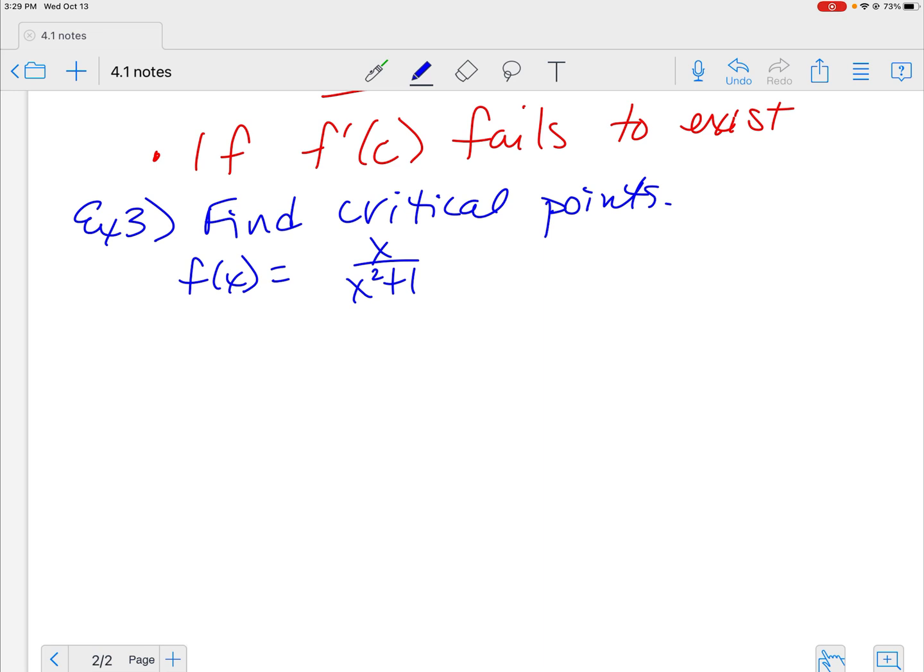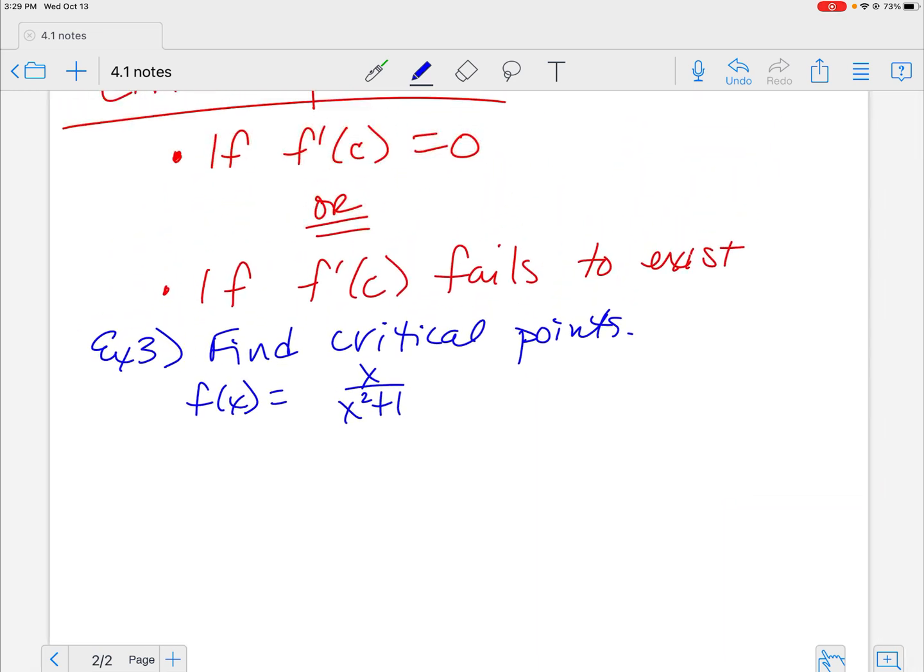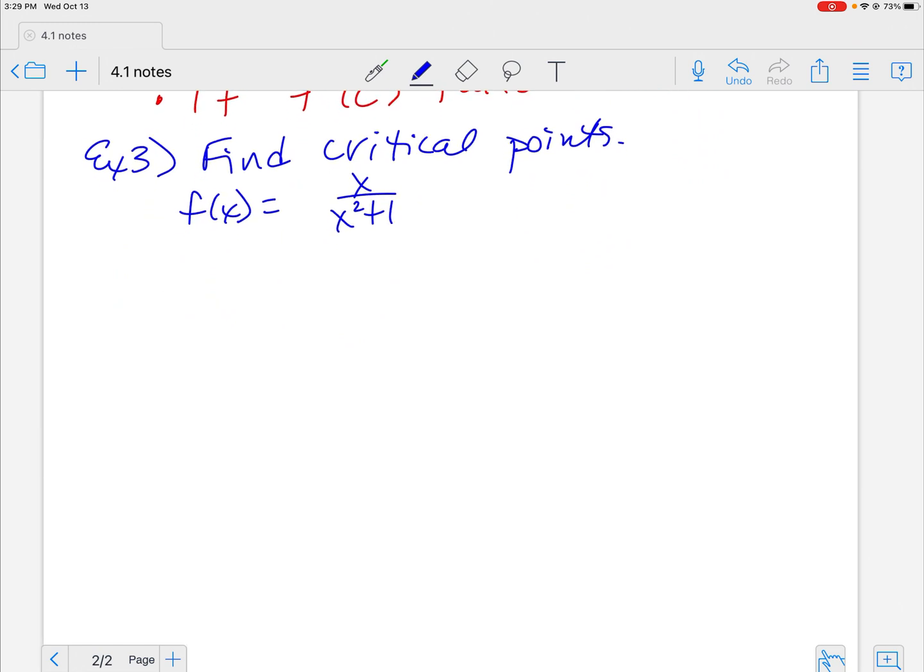Now remember, the first way to find a critical point is where I set my derivative equal to 0. So in order to set my derivative equal to 0, I have to have a derivative. We haven't found a derivative yet, so let's find that derivative. So f prime of x is equal to the derivative of the top, 1, times the bottom. At this point, I just expect you to be able to take derivatives. So if you're still struggling with how to do that, we need to have a different conversation, because now at this point, my assumption is you're just finding derivatives.